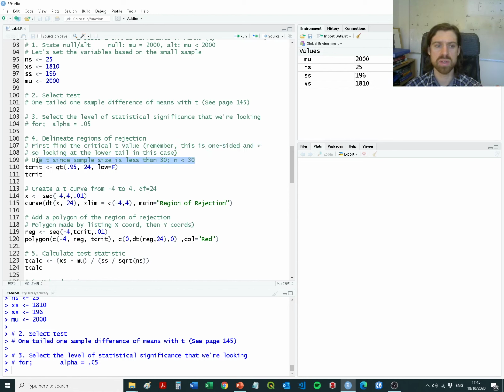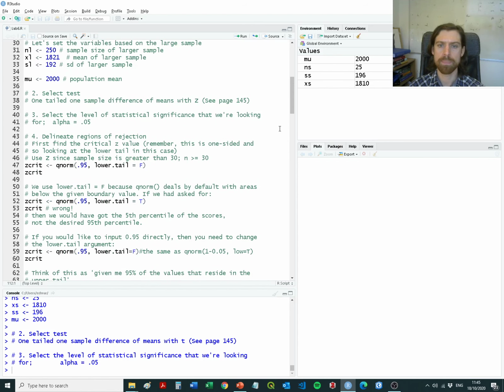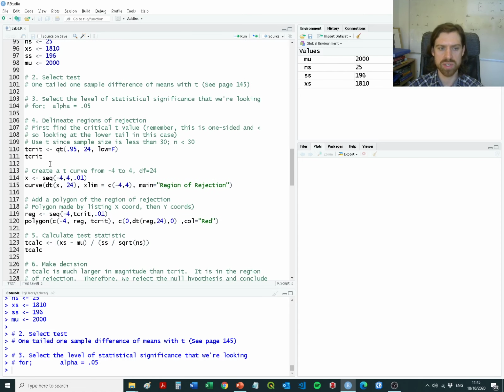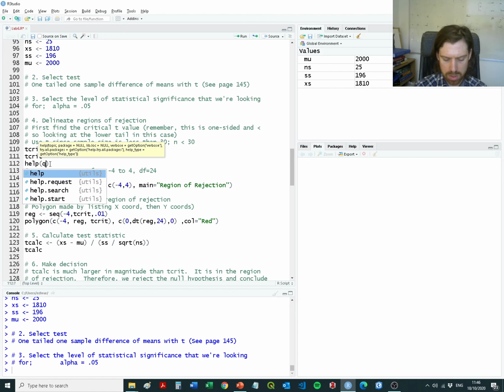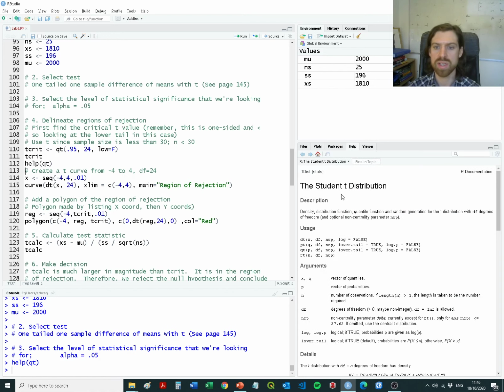And because we've got less than 30 samples, we're using the t distribution. So in contrast to before where we used qnorm here, this time round we're going to use a different function, and that's the function for the t distribution. So let's type qt, which should provide us with the quantile value in the t distribution. So hopefully you've seen this before.